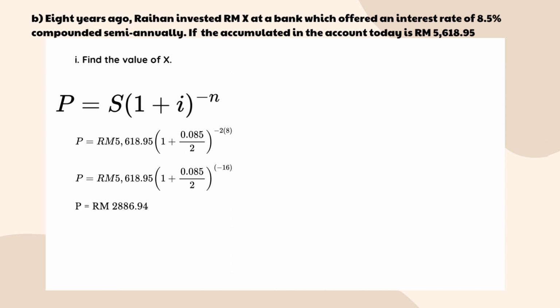X is the principal. P equals S (1 + i) to the power of negative n. The information given is 8.5% as the rate, semi-annually as m, and the future value RM5,618.95. Put all the information into the formula, and we get P equals RM5,618.95 (1 + 0.085/2) to the power of negative 2 times 8.